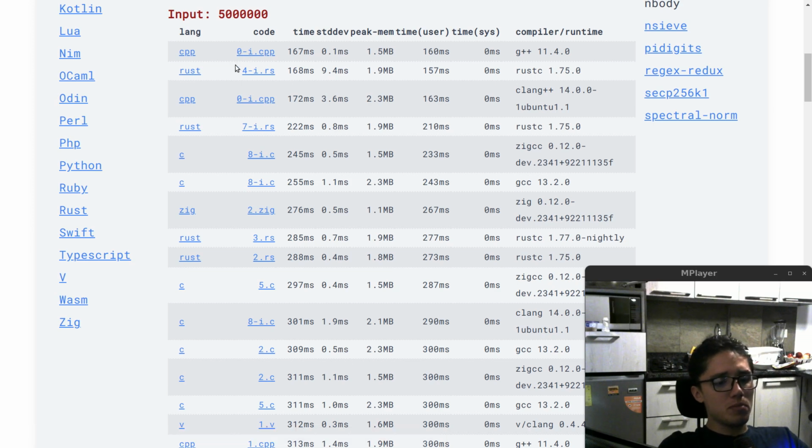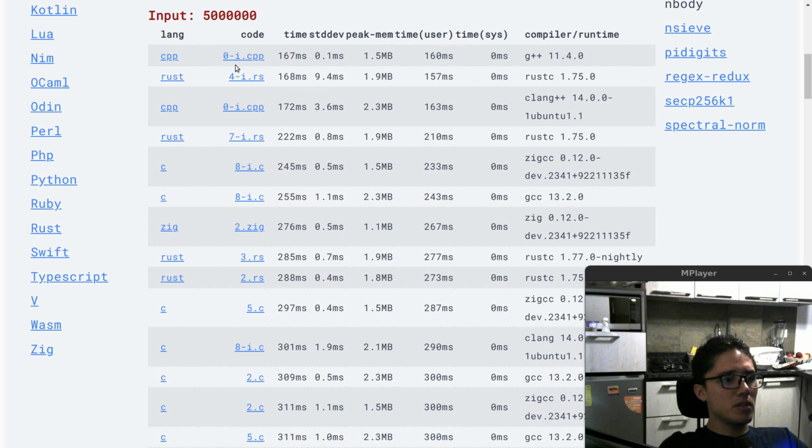So we have C++. I will probably increase the size of this. C++ first, then we have Rust, again using a bit more memory. These other numbers we won't really care about because they are not really stable when you run a program. This sometimes depends on the current load of the operating system, or other factors.